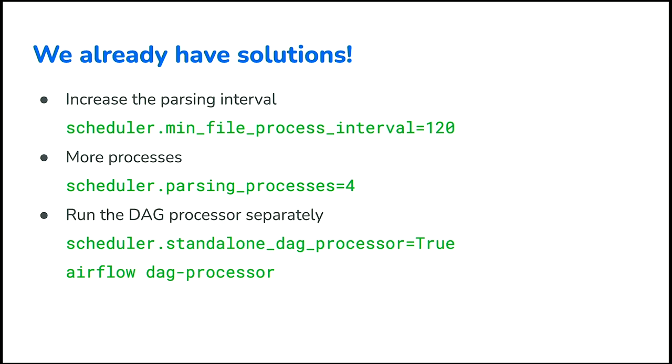Then another solution is to run the DAG processor separately. The initial problem was that the scheduler has a performance issue. If you do that, then the DAG processor has a performance issue, but the scheduler doesn't have any performance issues anymore. It can do its scheduler things. The way you do that is, when you set this parameter, it tells the scheduler that it should not start a DAG processor, and then you have to start it manually by running this code.